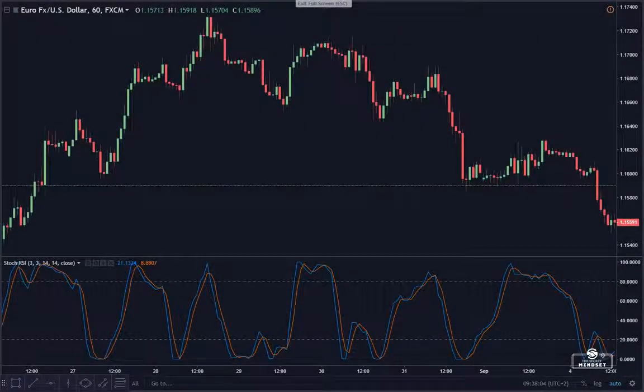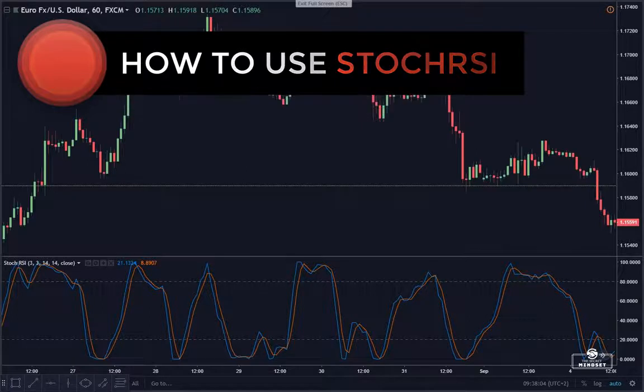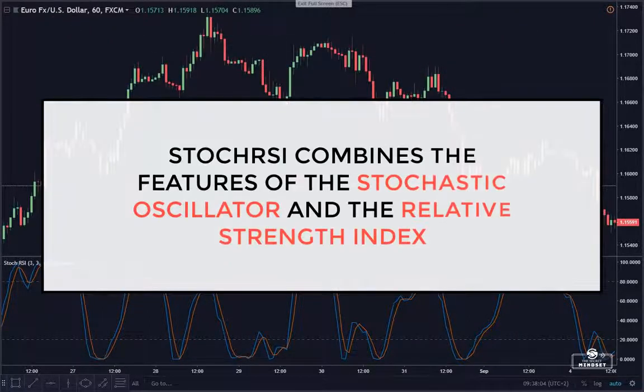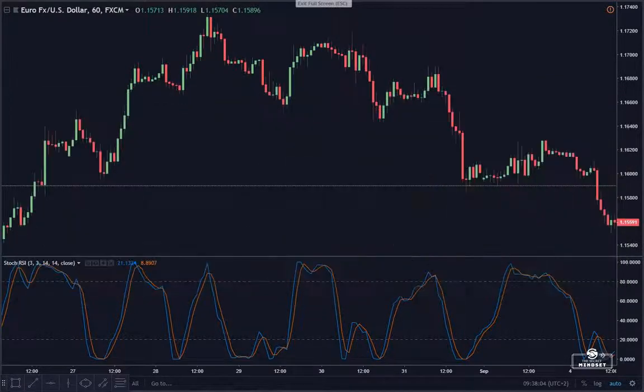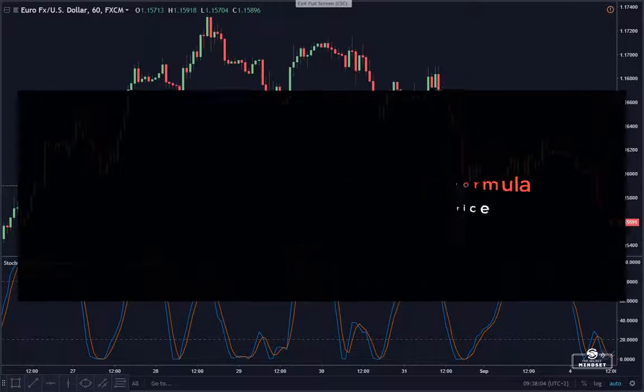Hey guys, in this video I will show you the correct way of using the stochastic RSI indicator for day trading and swing trading. The stochastic RSI is one of my favorite indicators because it combines the features of the stochastic oscillator and the relative strength index. The indicator increases the sensitivity and the reliability of the regular RSI indicator as it applies the stochastic formula to the RSI values instead of the price value.